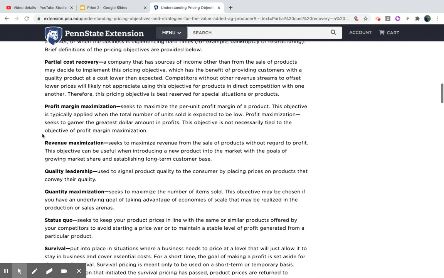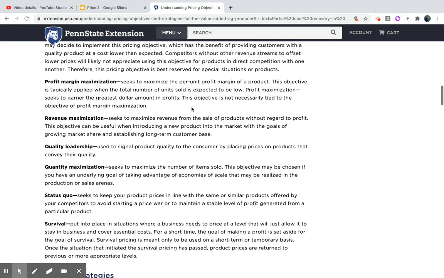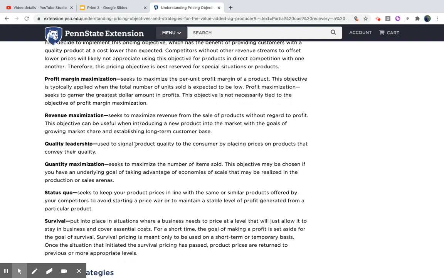And as we'll continue reading through, because we've talked about these. We talked about profit margin maximization. So maximize the per unit profit margin of a product. This objective is typically applied when the total number of units sold is expected to be low. Profit maximization seeks to garner the greatest dollar amount in profits. This objective is not necessarily tied to the objective of profit margin maximization. All right. Revenue, trying to make as much.